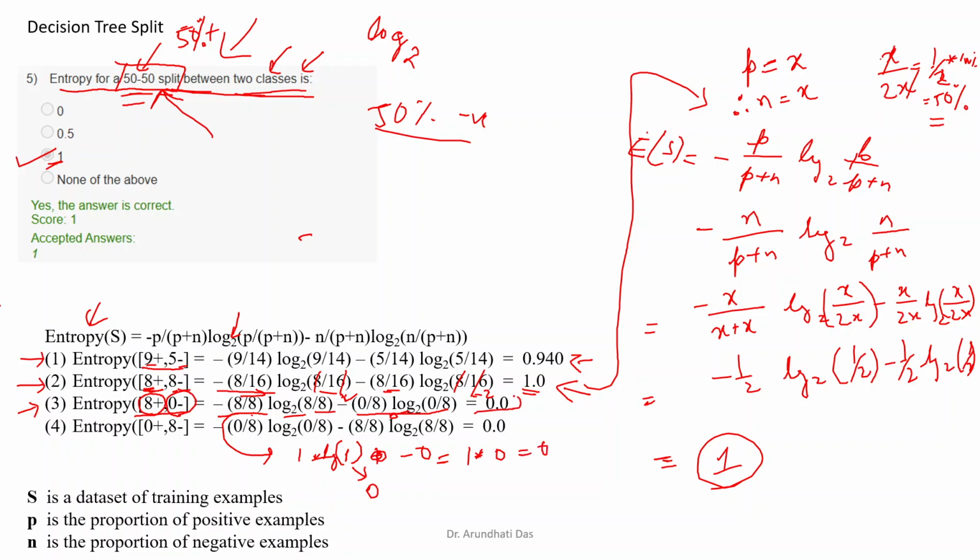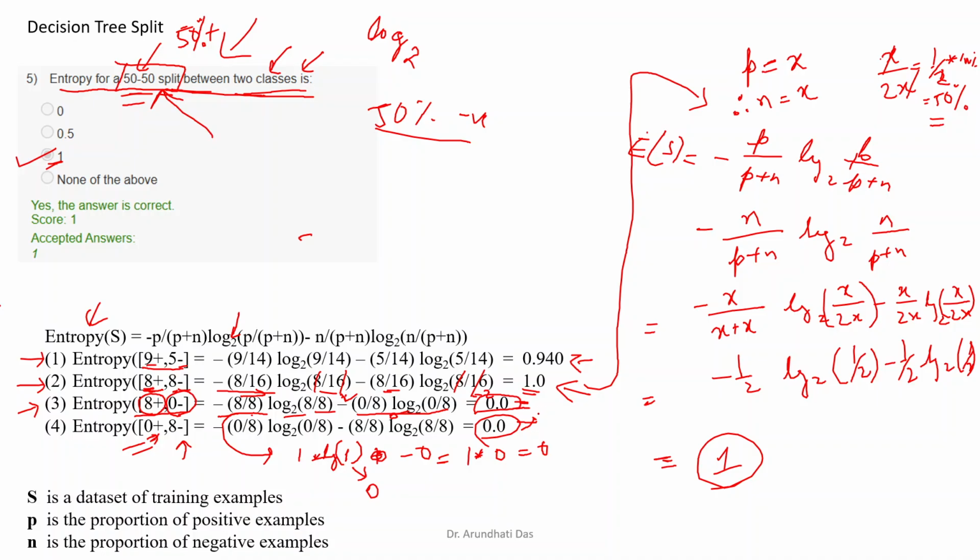So if the count of either the positive or the negative samples is 0, then it will give me 0. In the fourth example you can see, for all the positive samples, what is the count? 0, and the negative sample count is something, suppose it is 8. So this will also give me entropy 0.